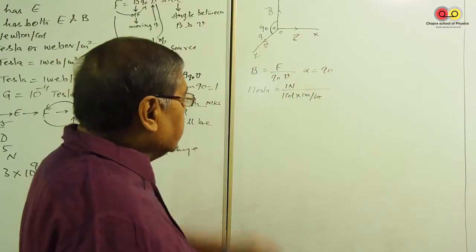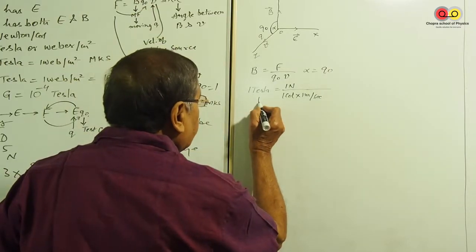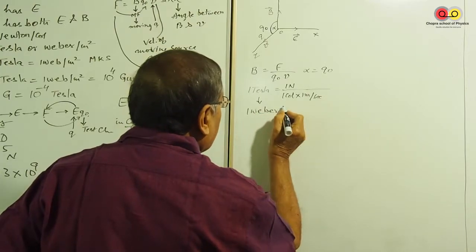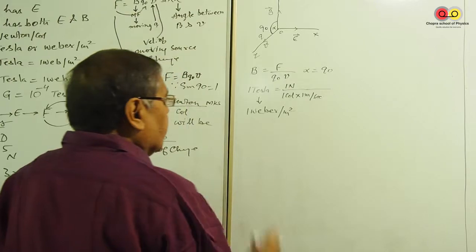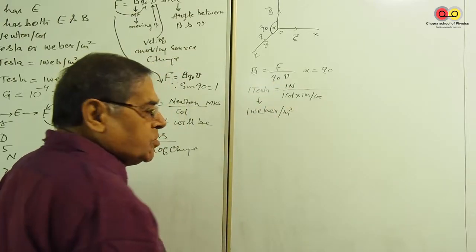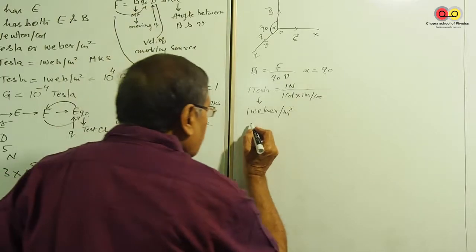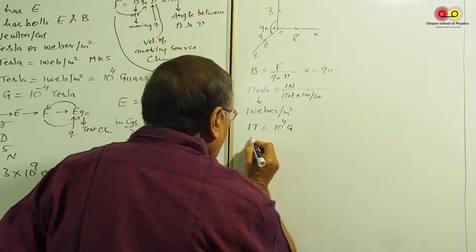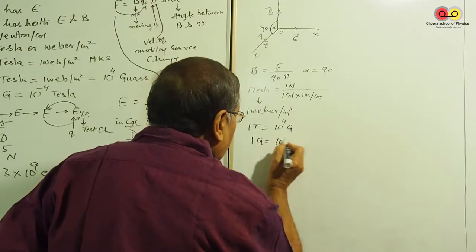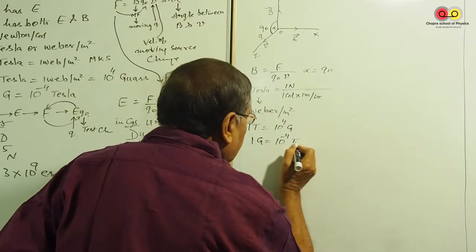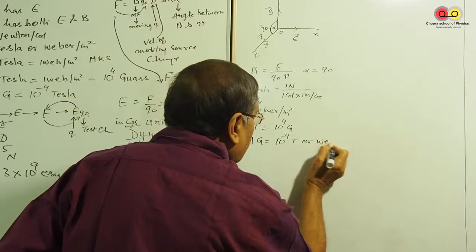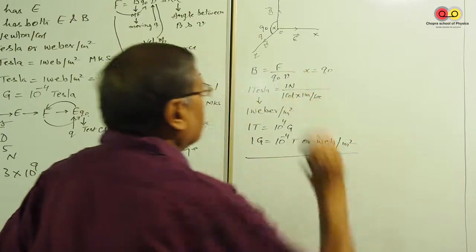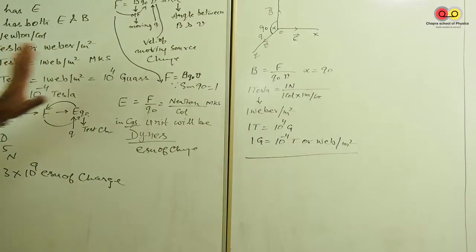So I hope this definition is clear, and 1 Tesla can further be written as 1 Weber per meter square. 1 Tesla, 1 Weber per meter square. And 1 Tesla is 10 to the power 4 Gauss, and 1 Gauss is 10 to the power minus 4 Tesla, or Weber per meter square. So I think these concepts are clear to you.